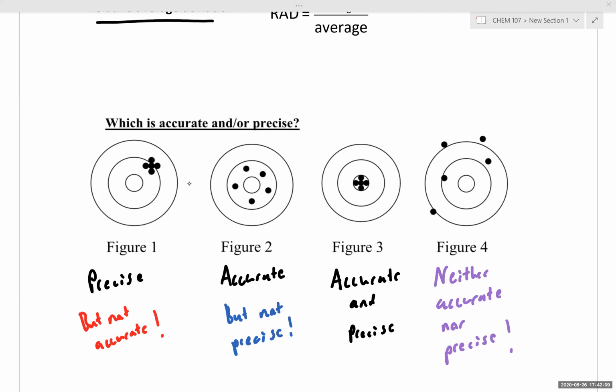Any questions on this idea? And we'll discuss each of these accuracy and precision calculations in more detail in the laboratory, where these are used very commonly.